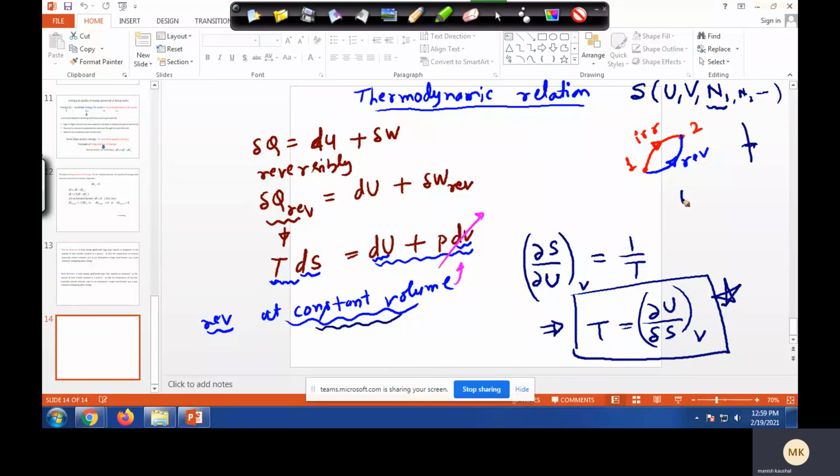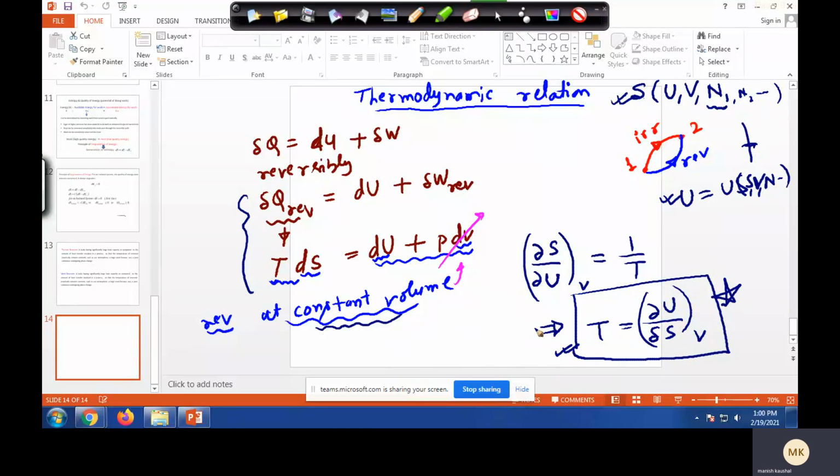U is also a function of S, V, N, and so on. These two come from the thermodynamic postulate. Anyway, if you want to skip this postulate, that's fine. But remember that through these fundamental things, the first law and second law, which we have already learned, we got this expression of T.